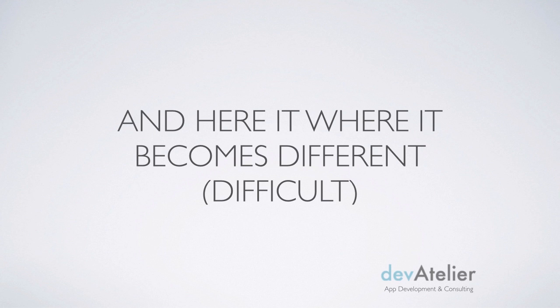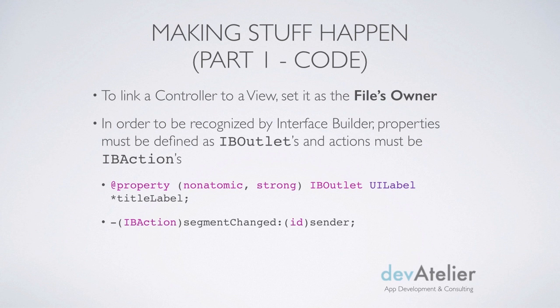Now we're going to talk about the hard part. There's always a hard part, right? I'm just calling this section, here's where it becomes different or difficult. I was just going to say here's where it becomes difficult, but it's Apple, think different, ha ha ha. So, all right, the fun part. Like I mentioned a bit earlier in the talk, to make stuff happen, you need this interface between the visual and the code.